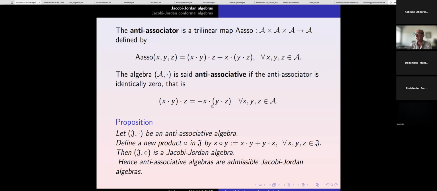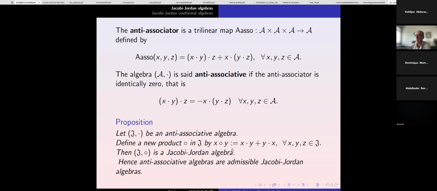Anti-associative algebra means that we have this condition: if you change your bracketing like this, you have to add a minus here. And this motivates the introduction of an anti-associator. An anti-associator is a trilinear map, which is defined in this way with respect to a multiplication dot. This is x dot y, dot z, plus x dot y dot z. This is the anti-associator.